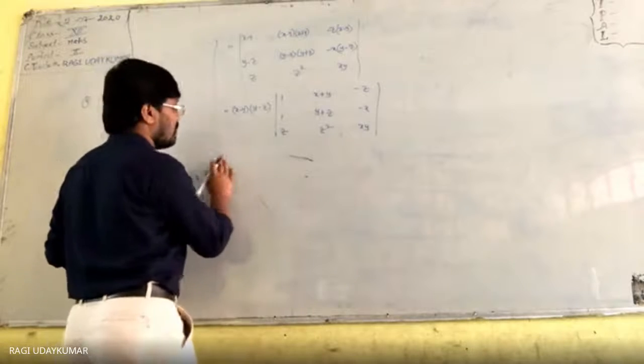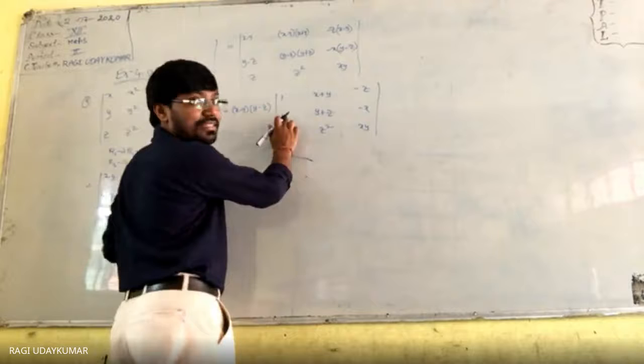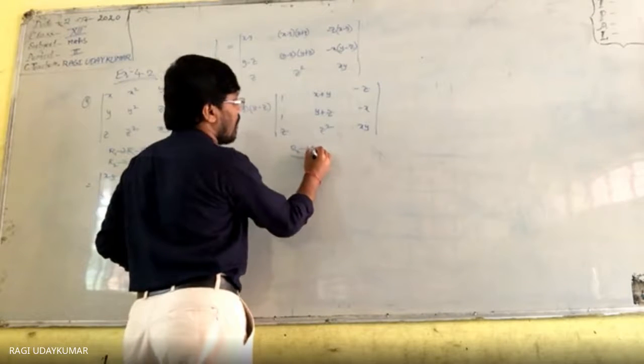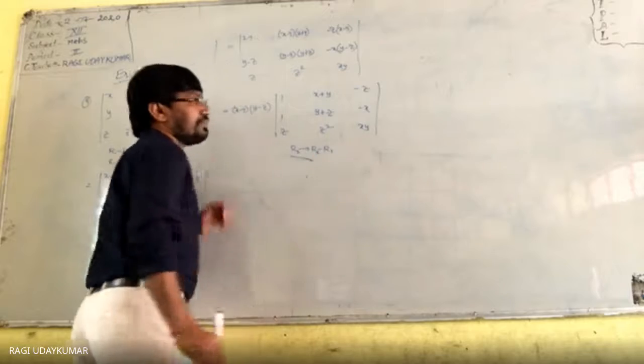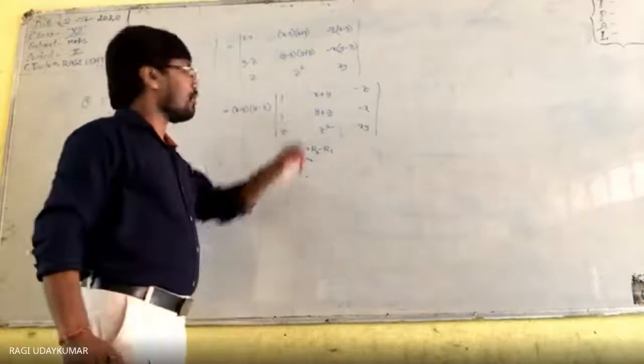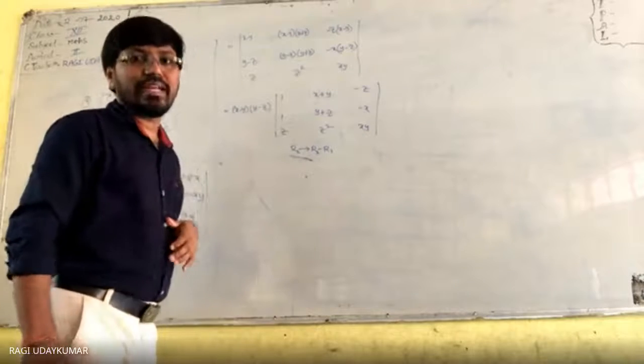Okay, so what will we do here? This we need to make as a 0. To make this a 0, R2 tends to R2 minus R1. Why don't we make this a 0, sir? You may get a doubt.